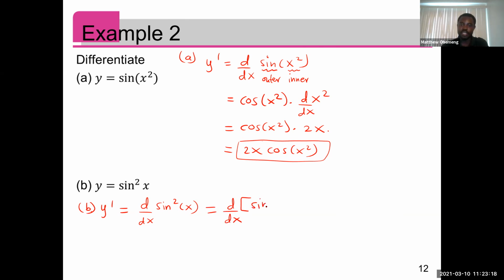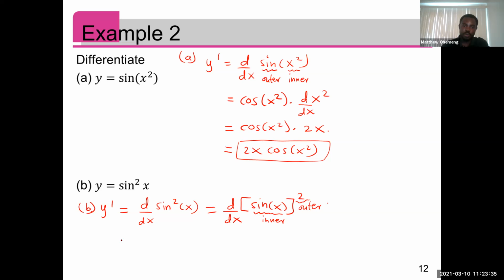So I want to see this as a chain, as a composite function. So I can rewrite sine squared x as this. If I rewrite it like this, then it's as if the sine is my inner function, and my outer function is a power function.